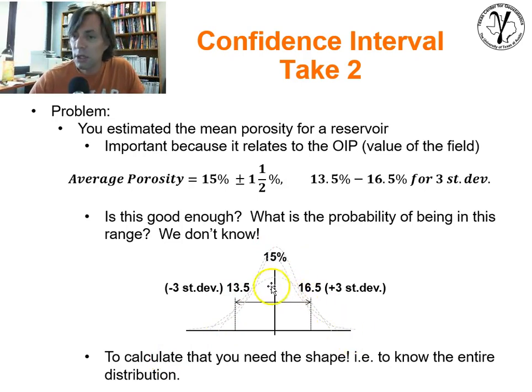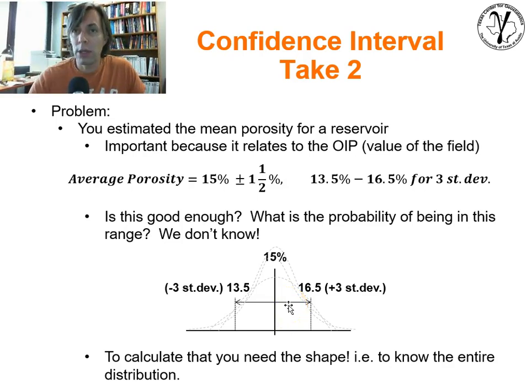Well, the distribution could be very different. It could be platykurtic for kurtosis. It could be leptokurtic. It could have a neutral or a Gaussian type of kurtosis, so it could be mesokurtic. A whole bunch of different things could be going on with the shape. You need to know the shape. You need to know the entire distribution.